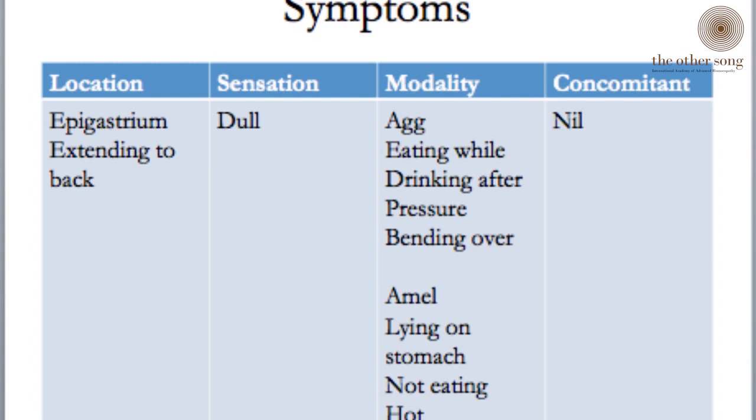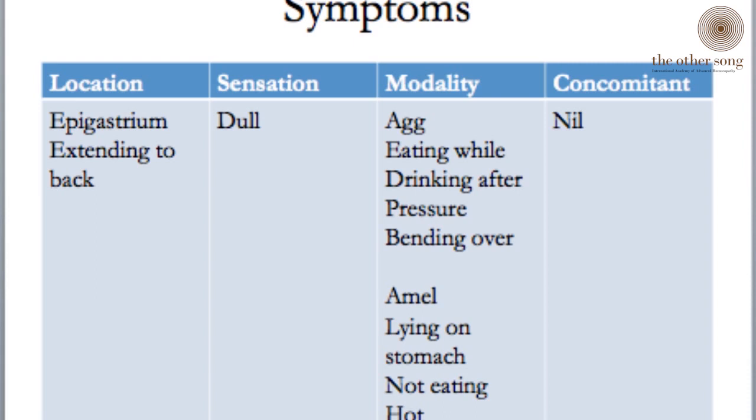If she attempts to eat one biscuit or drink even a few sips of tea, the pain increases. Pain is in the epigastrium and it's radiating to the back. If she tries to press, the pain shoots up. If she bends down to pick up something, the pain aggravates.